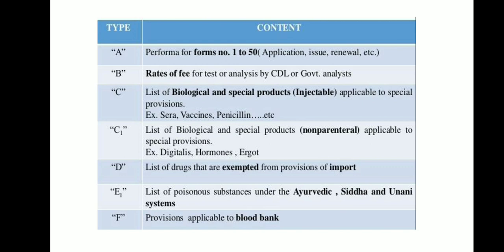List E1 is the list of poisonous substances under the Ayurveda, Siddha and Unani systems. Next, Schedule F, this is also important. They are provisions applicable to blood bank. F represents blood bank provisions.